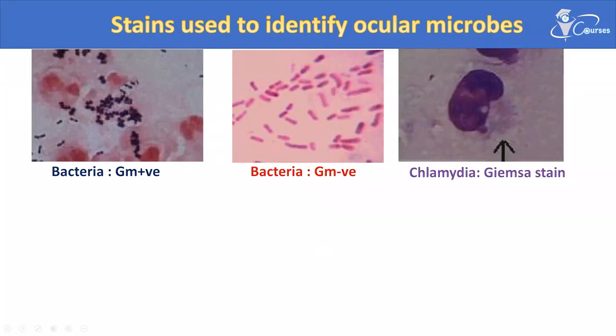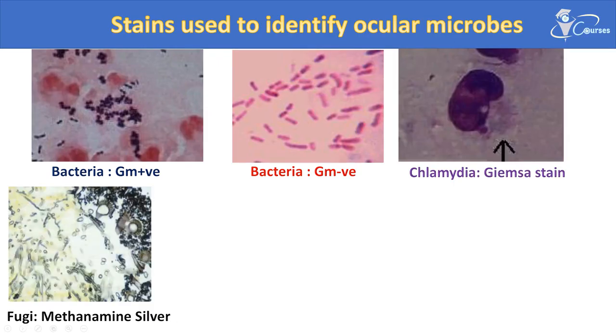Another important stain is called the Giemsa stain. It can be used for fungi, and it can be used for chlamydia. This is a case of chlamydia, and they stain it violet. Also, there is an important stain called the methenamine silver, which is used for staining the fungal hyphae. And you see it will be stained black. It's called the methenamine silver.